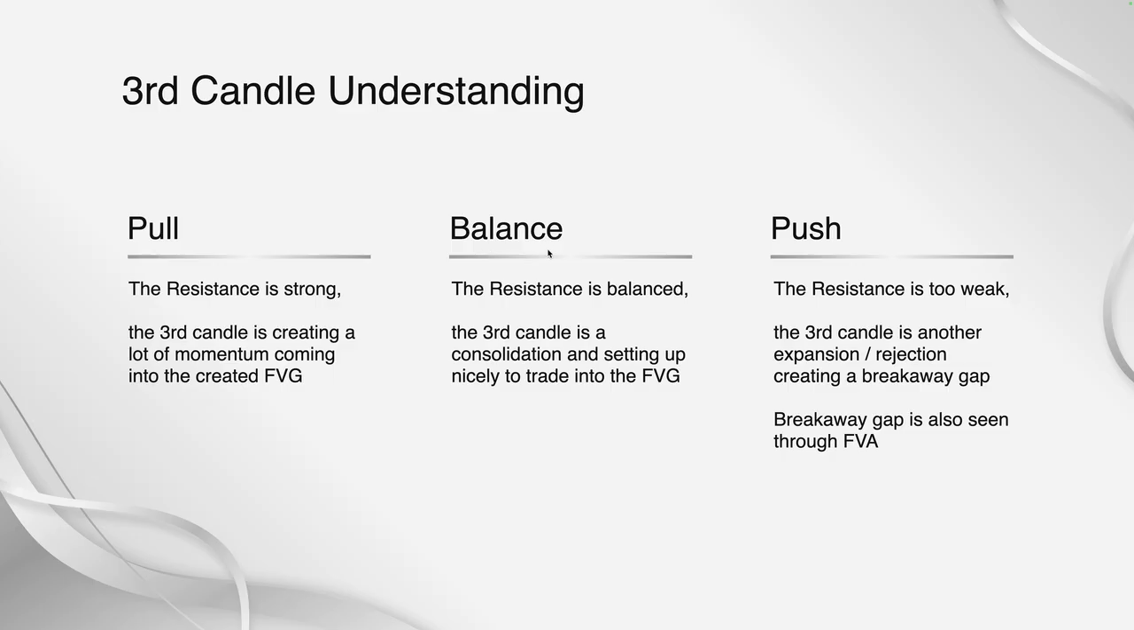Balance is the nicest one, as in it's the one we want to work with the most, ideally. It's the utopia version. The resistance is balanced, so you don't have a strong pull, you don't have a strong push. Now, if the resistance is balanced, the third candle is a consolidation and setting up nicely to trade into the fair value gap. So what does this look like?